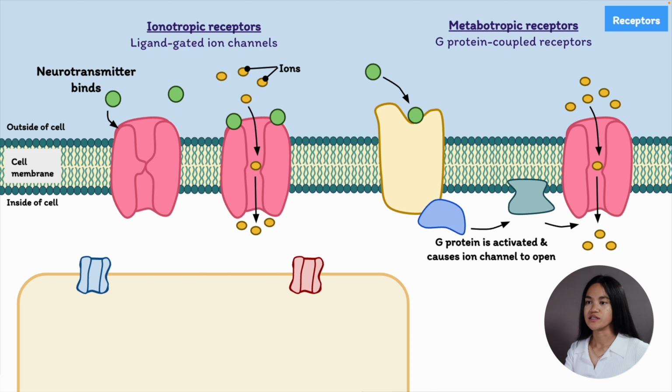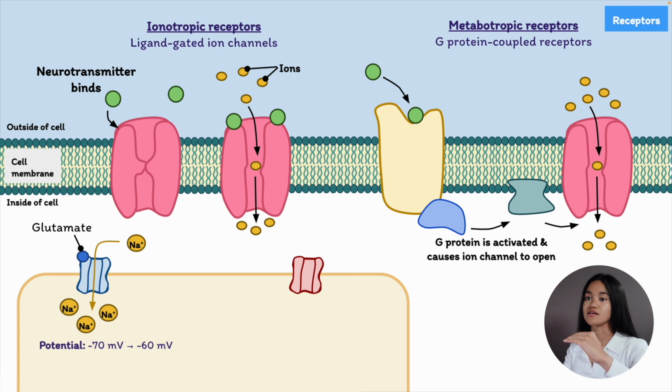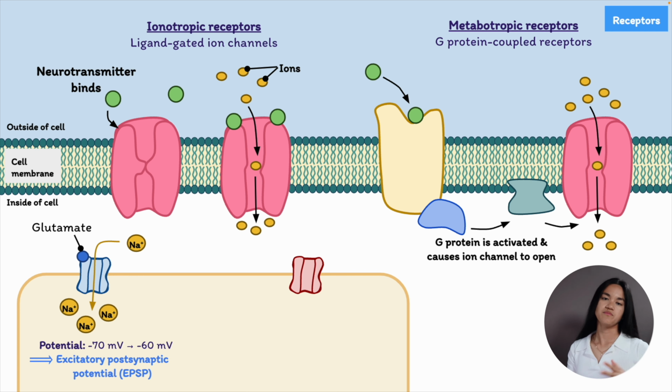Let's go through an example using glutamate, which is an excitatory neurotransmitter. So we have this beautiful blue glutamate here, and this glutamate will bind to this receptor, causing ligand-gated ion channels to open. Sodium will flow into the cell, making the inside of the membrane less negative than at resting potential. What this means is that it's going to bring this postsynaptic neuron closer to its firing threshold. And this change in membrane potential is called an excitatory postsynaptic potential, or EPSP. EPSP raises the postsynaptic neuron's membrane potential towards the threshold, making the inside of the cell more positive.